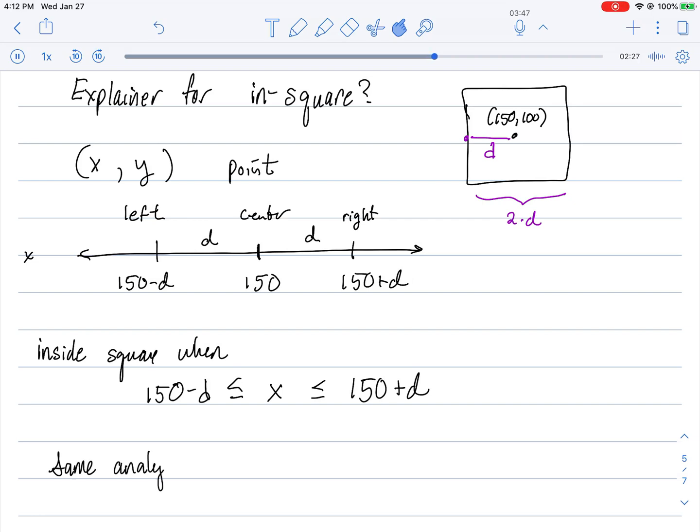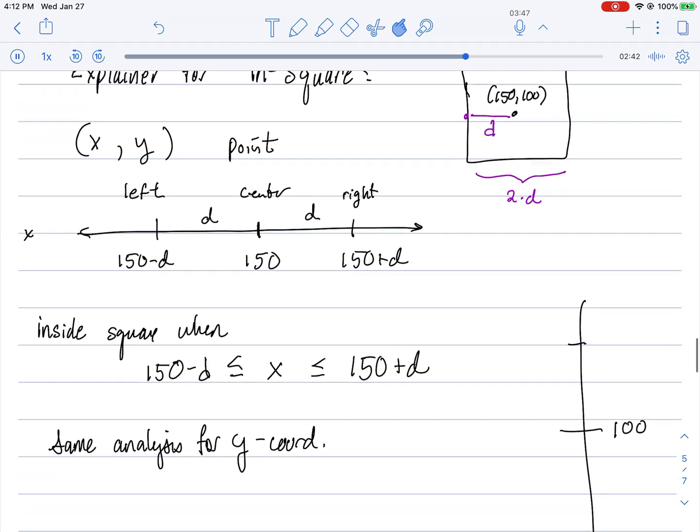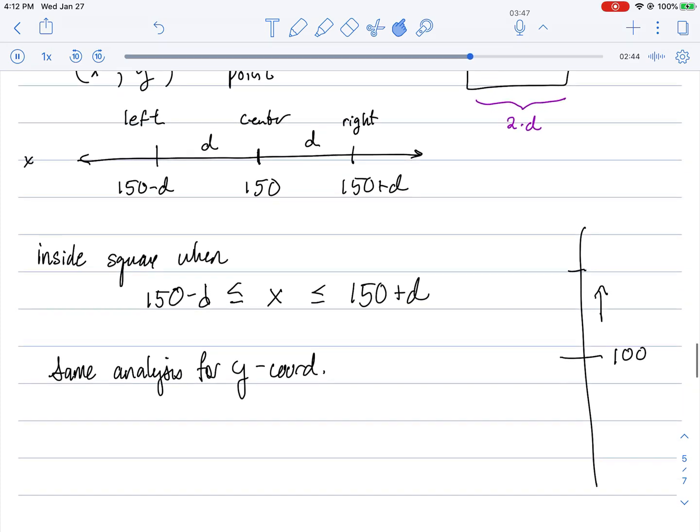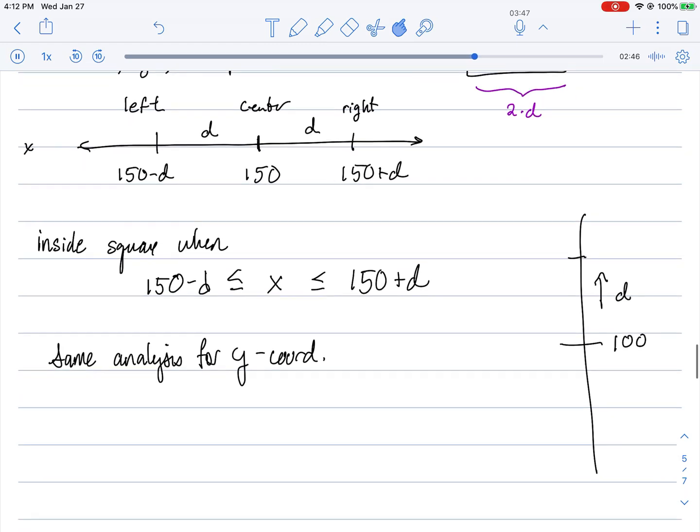Same analysis for the y coordinate. So the y coordinates are going to go up and down. The center of y is going to be 100. I suppose technically speaking, in the computer coordinates, which is kind of ugly to think about, we would do 100 minus d to go up, and we'd go positive d to go down.